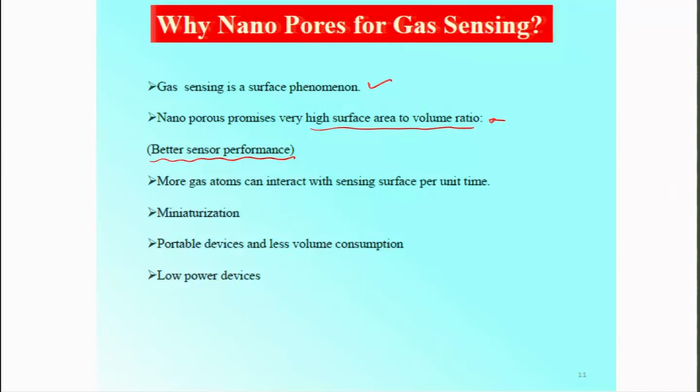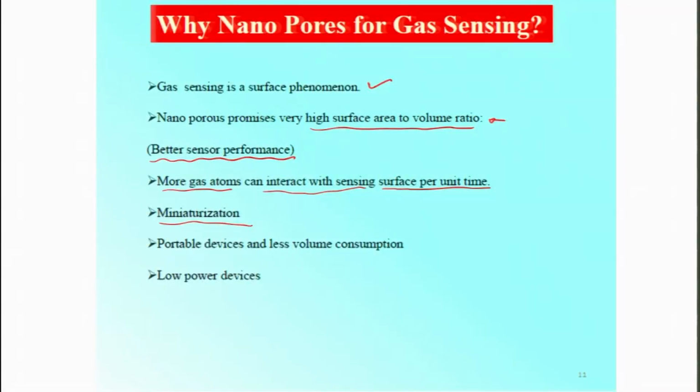So, typically we are allowing for a case where more gas atoms can interact with the sensing surface per unit time, and these are things which can be miniaturized very rapidly, because we are talking about very small nano level porous materials on films which are probably several 100 to 200 nanometers thick. So, we can really make a very small sensing element do a wonderful job in terms of change in resistivity, which could give you an idea of how much gas is present in the atmosphere.